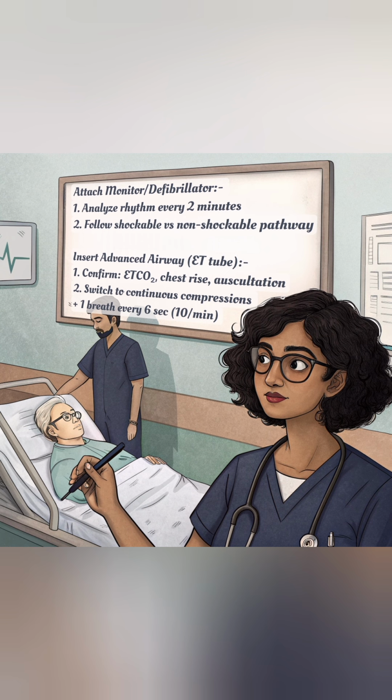What do you do next? Monitor rhythm every 2 minutes. Shock if the rhythm is shockable. Insert an advanced airway and confirm the placement of the airway. Once in, give one breath every 6 seconds. Make sure you do not hyperventilate this patient.